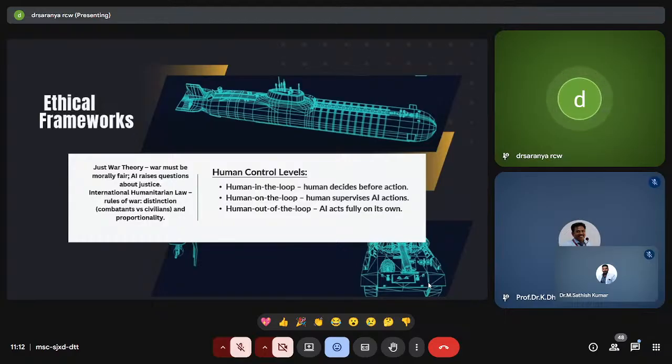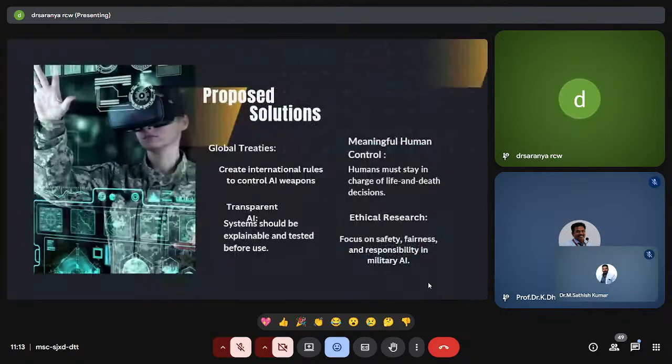First one is human in the loop. It means a human will decide the action before the AI. Second one is human on the loop. Sorry, sir. Human will supervise the AI action. Third one is human out of the loop. AI will act fully on its own.